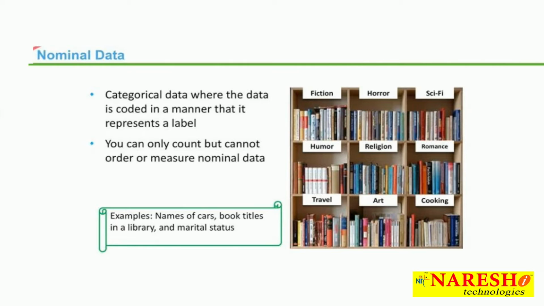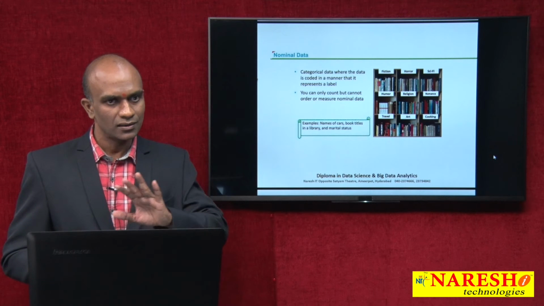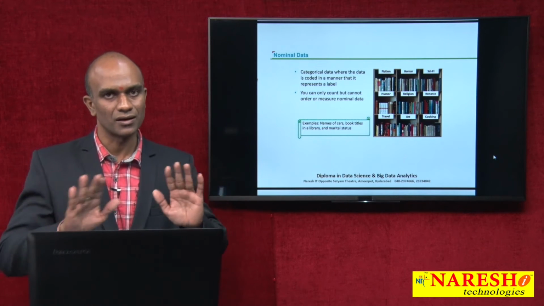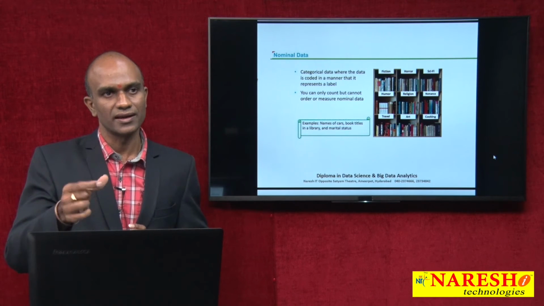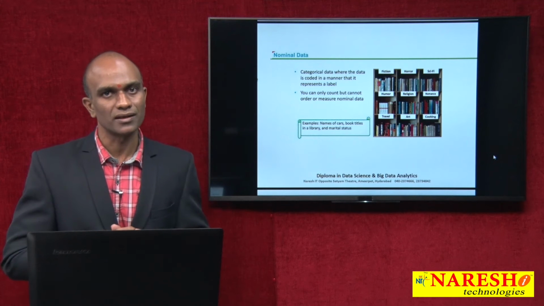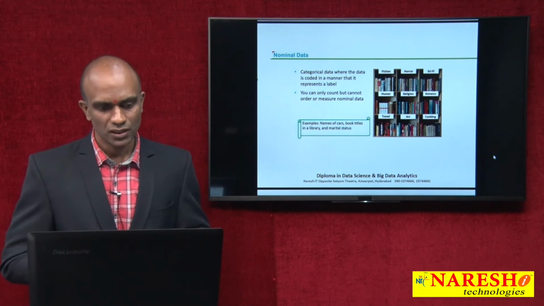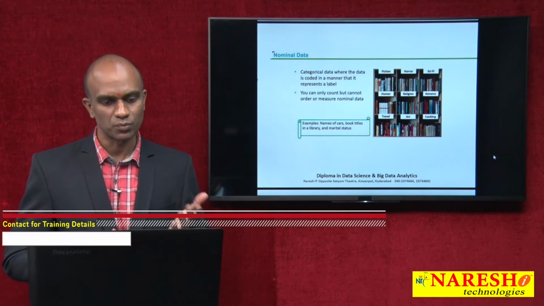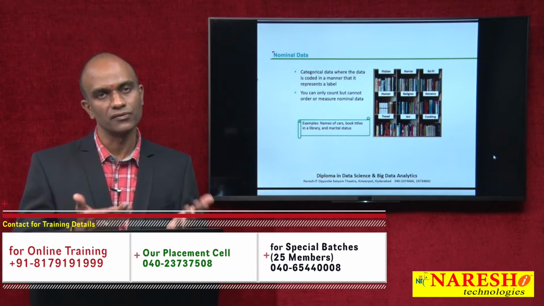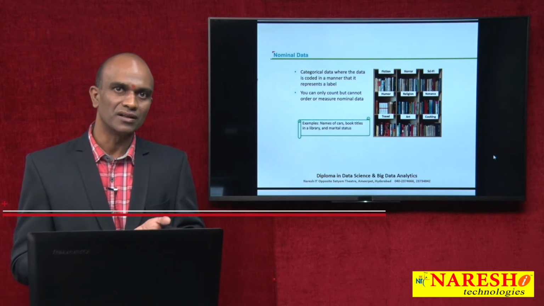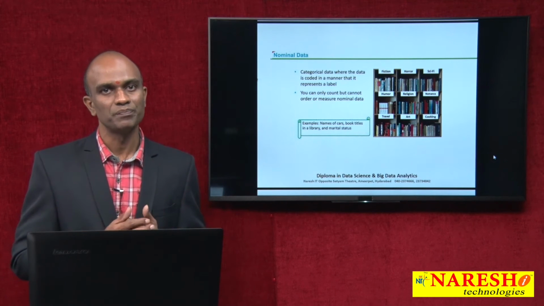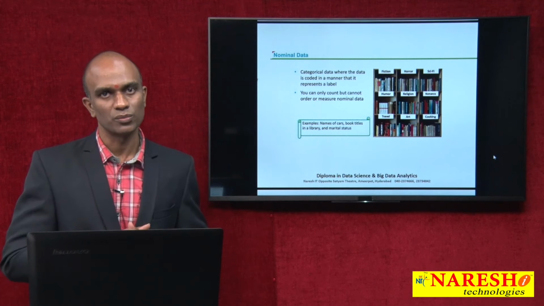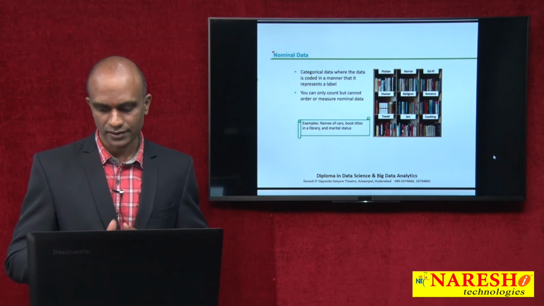You can only count but cannot order or measure nominal data. It is meaningful for us to say that a group of books are romance, humor and religion, but it is not very meaningful to say that they have to be in a certain order. So that is an example of nominal data. Names of cars, book titles in a library, marital status. Again, if you take married or unmarried, you could refer to it as unmarried and married also. The order is not meaningful there, but the category is more meaningful. That is an example of nominal data, guys, okay?